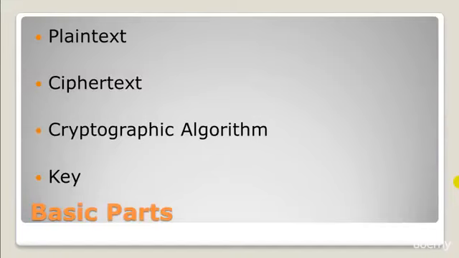After that, we have the final part, that is the key. A mathematical value, formula, or process that determines how a plain text message is encrypted or decrypted. The key is the only way to decipher the scrambled information. And yes, these are the four parts of cryptography and how it looks.